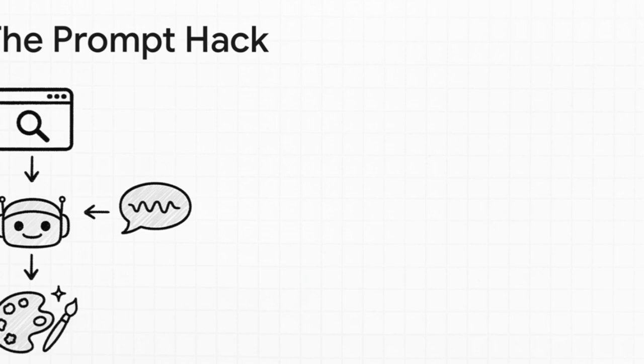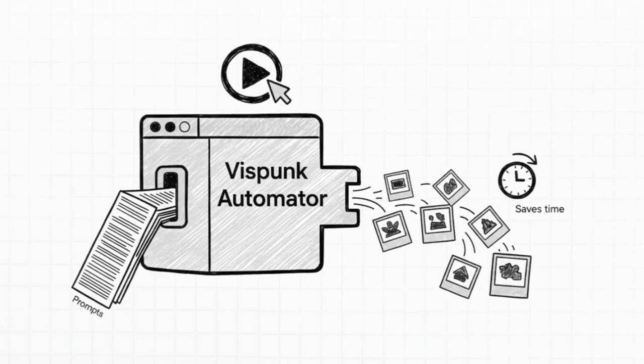It's brilliant. And hey, if you want to automate this even more, the source has this awesome pro tip. There's a browser extension called the Vispunk Automator. You can just paste in that whole list of prompts from ChatGPT, click one button, and it will generate all of your images in one big batch. I mean, what a time saver.